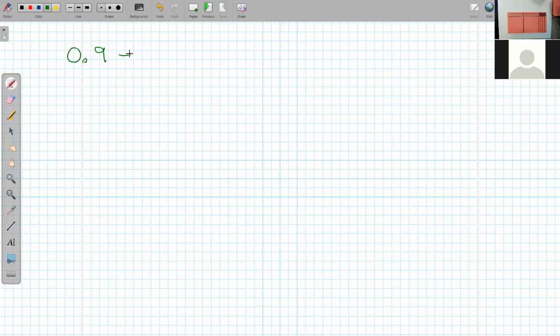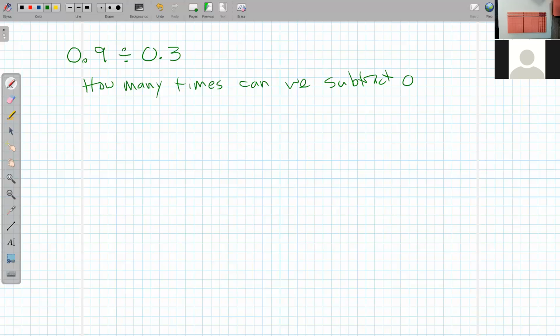0.9 divided by, I did slang, 9/10 divided by 3/10. So the way I want to think about that is again, the question, groups in, we could do repeated subtraction. So how many times can we subtract 3/10 from 9/10? So we'll demonstrate that in a second.